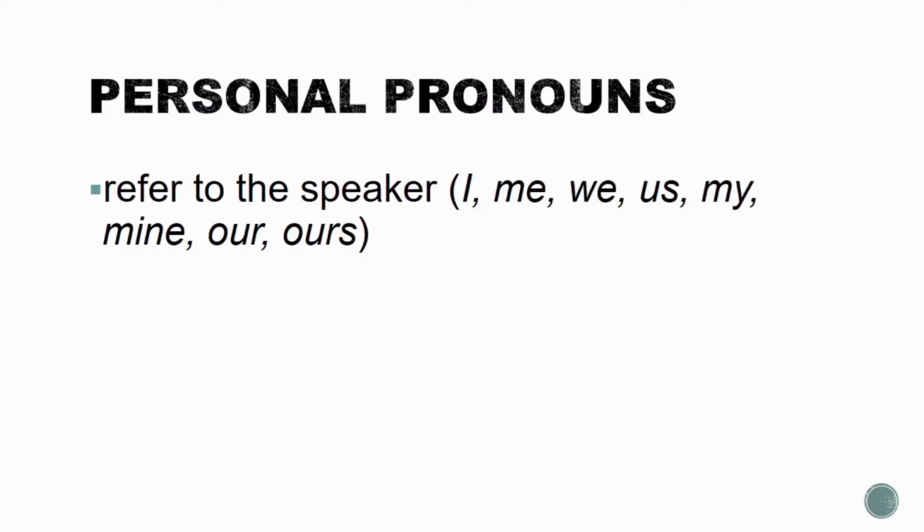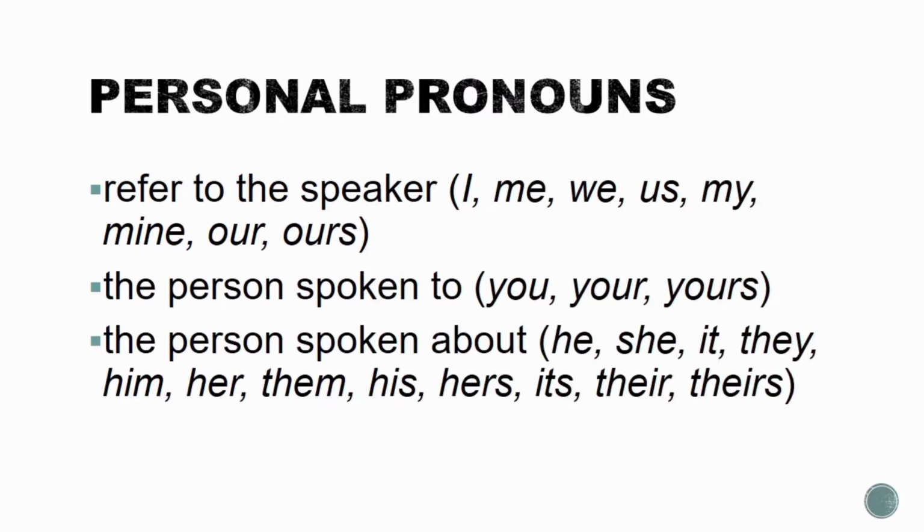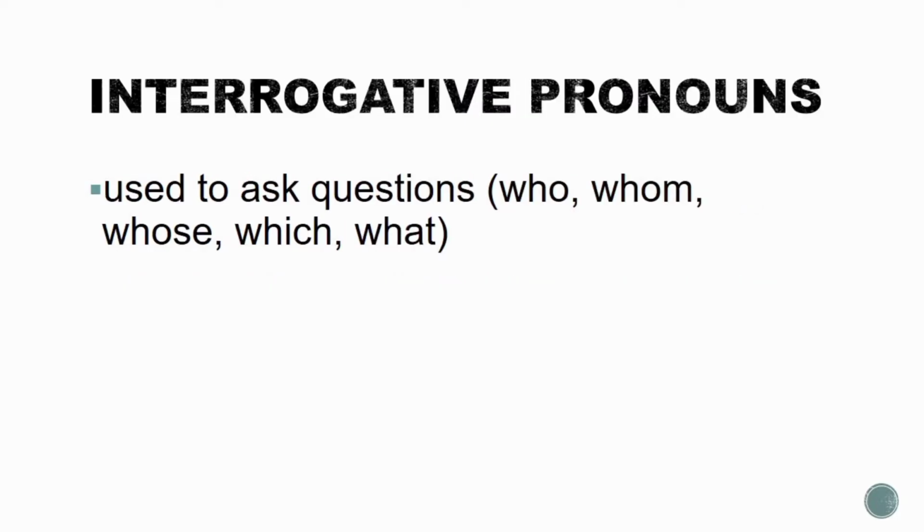Personal pronouns refer to the speaker. Examples are I, me, we, us, my, mine, our, and ours. They could also refer to the person spoken to, such as you, your, and yours. And the person spoken about, such as he, she, it, they, him, her, them, his, hers, its, their, and theirs.